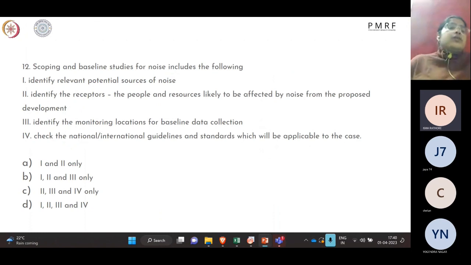So moving on to question 12. This is based on scoping and baseline studies for noise, which include the following. 1, identify relevant potential sources of noise. 2, identify the receptors, people, and resources likely to be affected by noise from the proposed development. 3, identify the monitoring location for baseline data collection. And 4, check the national and international guidelines and standards which should be applicable to the case. So which of the following statements are true relating to scoping and baseline studies for noise?